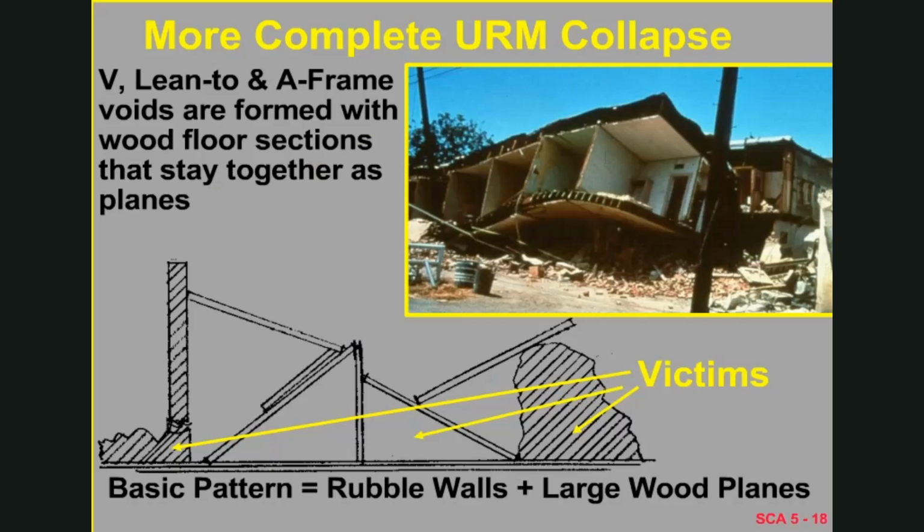Here's a case where there's more of a complete URM collapse, where in the lower story there may not be voids for victims, but again, in the upper stories there's a good chance of survival, and the victims can be located outside the building as well as in those spaces. And the voids are formed by all sorts of material that's occupying the structure, heavy desks, refrigerators, and that kind of thing.